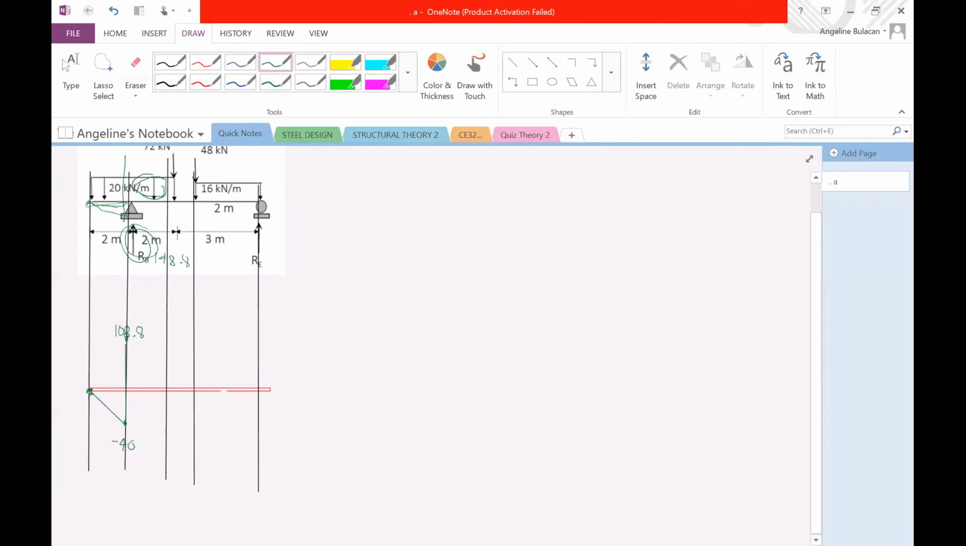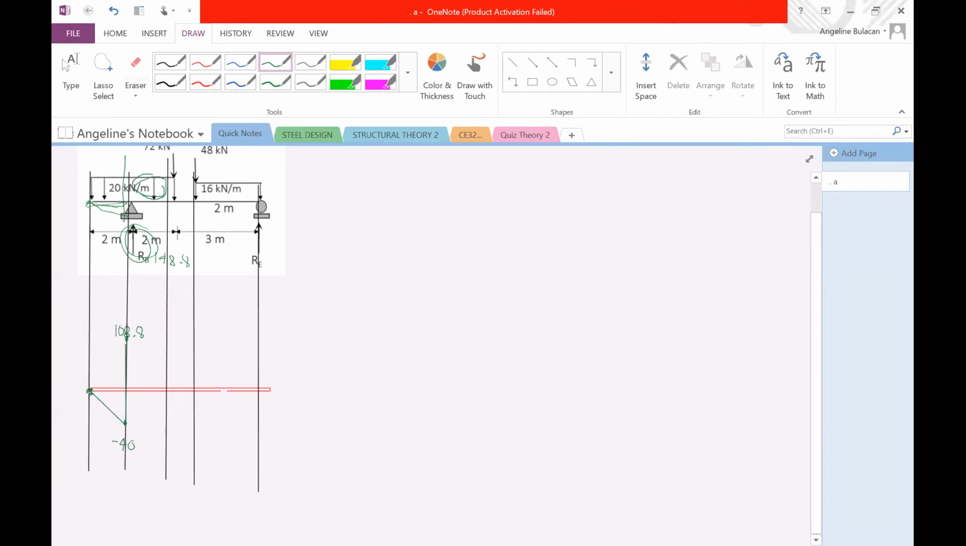Tapos pagdating mo dito, meron ka ulit concentrated load which is equal to 72. So yung 72 na to, magko-cause din to ng change. So from 68, bababa pa siya. So 68 minus 72 is equal to negative 4. So bumaba ulit. So meron ditong negative 4.